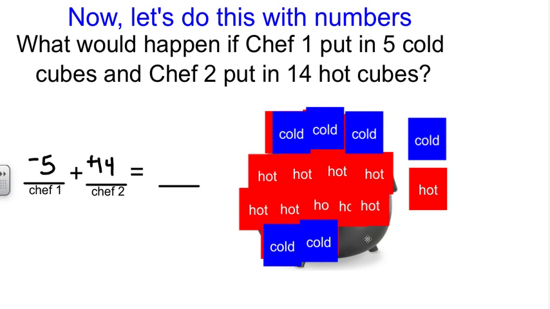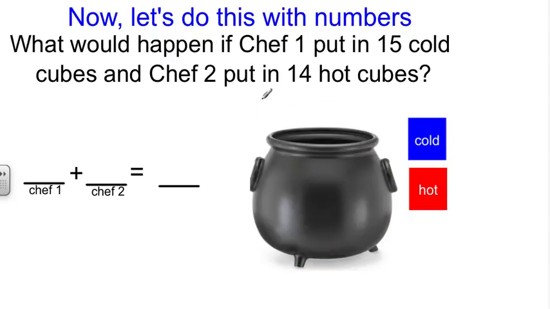What do you notice? I notice that there are more hot cubes left over. How many hot cubes are left over? 1, 2, 3, 4, 5, 6, 7, 8, 9. There are 9 hot cubes left over. After a few examples like this and a few examples in the class, you're probably going to notice a pattern. But the answer here is positive 9. Pause it and then come back.